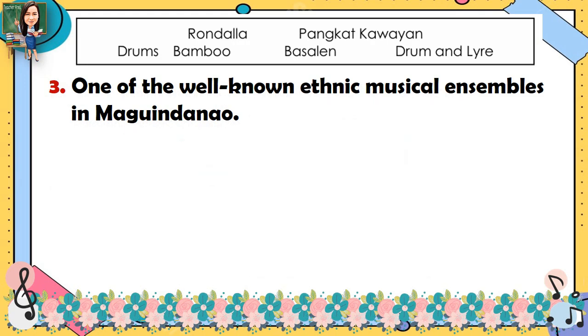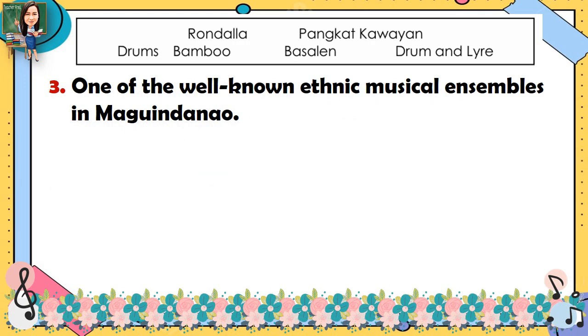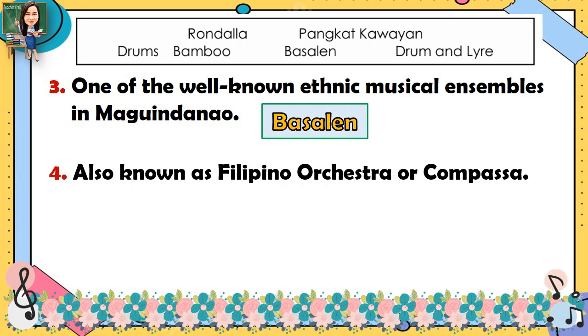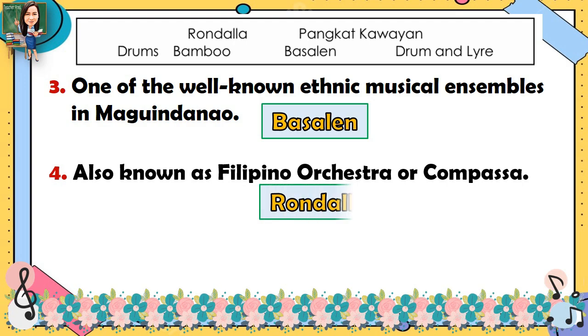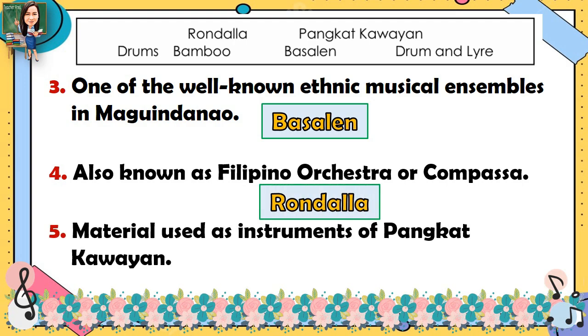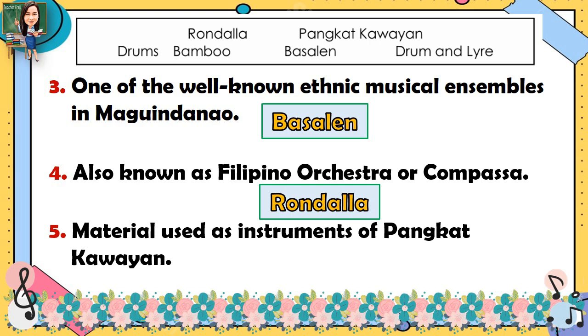Number 3. One of the well-known ethnic musical ensembles in Maguindanao. What is this? Very good. The correct answer is basalen. Number 4. Also known as Filipino orchestra or kompasa. What is this? Very good. The correct answer is rondalla. And number 5, material used as instruments of pangkat kawayan. What is this? Very good. The correct answer is bamboo.